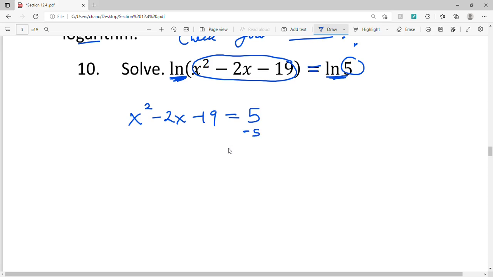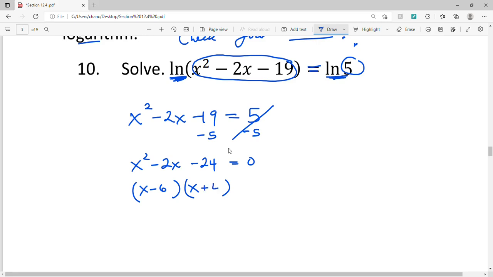Let's subtract 5 from both sides. x squared minus 2x, negative 19 minus 5 gives me negative 24, is equal to 0. Let's try to factor this. This factors as x minus 6 times x plus 4, and that's equal to 0. And so we have two possible solutions. x could be equal to 6 or x could be equal to negative 4. But you have to check your work to make sure these are good solutions.